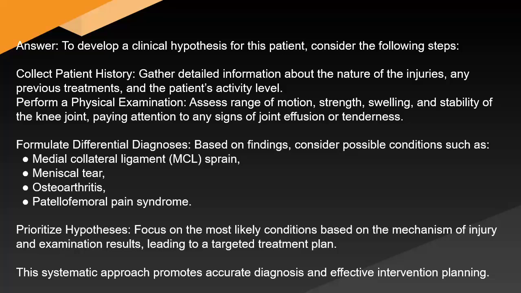Formulate differential diagnosis: based on findings, consider possible conditions such as medial collateral ligament (MCL) sprain, meniscal tear, osteoarthritis, patellofemoral pain syndrome. Prioritize hypotheses: focus on the most likely conditions based on the mechanism of injury and examination results, leading to a targeted treatment plan. This systematic approach promotes accurate diagnosis and effective intervention planning.